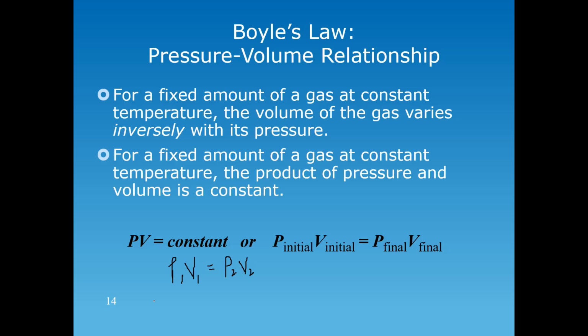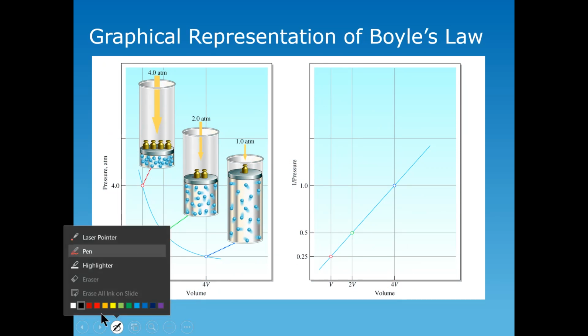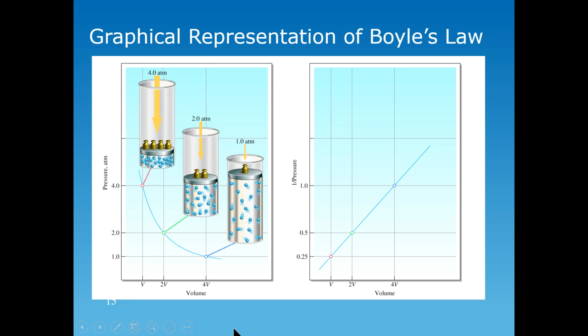All right? Okay, and what I want to show you here is a graphical representation. Let me get back to my pointer mode. A graphical representation of Boyle's law. So the graph to the left shows you the variation of pressure versus volume. And as you can see here, as the volume increases, the pressure decreases proportionally.